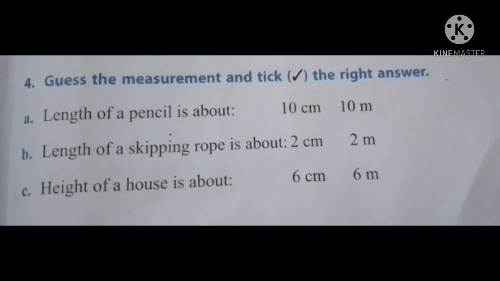The first one, length of a pencil is about 10 centimeter or 10 meter. We know the length of a pencil is a short length. So we can take 10 centimeter. The next one, length of a skipping rope is about 2 centimeter or 2 meter. So the length of a skipping rope is about 2 meter because 2 centimeter is a short length. So we can choose 2 meter. Then the third one, height of a house is about 6 centimeter or 6 meter. We can select 6 meter.